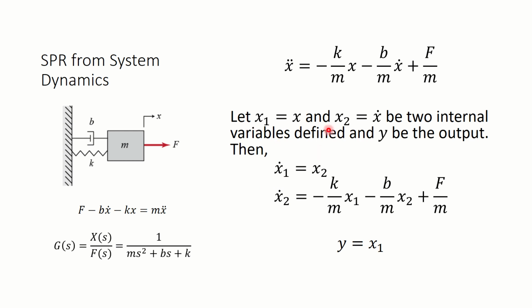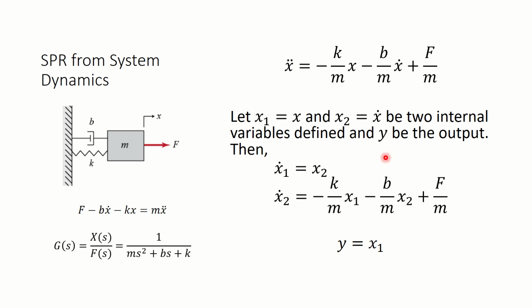From the definition of the states, we see that x1 dot is simply x2, because x1 is x and x2 is x dot. Then x2 dot is x double dot, which is given by this equation. So from this equation we copy it down in x2 dot. However, we take care to replace x and x dot with the states, so x is x1 and x dot is x2.